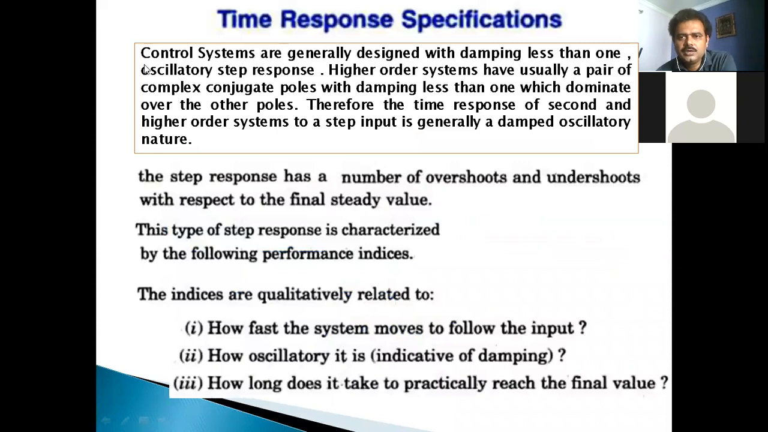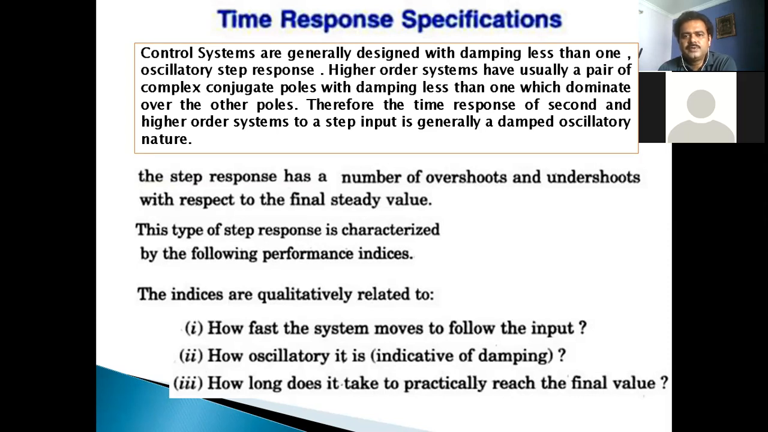I'll just read this one. Control systems are generally designed with damping less than 1. In most practical systems, the zeta value is always less than unit value. Even higher order systems have a pair of complex conjugate poles with damping less than 1, which dominates over the other poles. Because of this, the final resultant response is a damped oscillatory response.